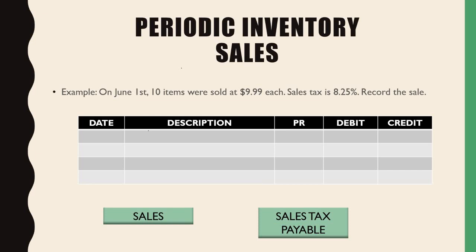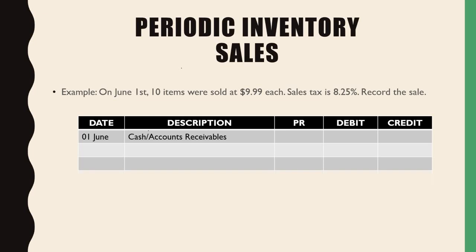$99.90. The tax is $8.249175. Now, do you just want us to round up like normal? Yes, because can you give someone half of a quarter? No, you can't. So you definitely need to round your answer. $8.25. Good.